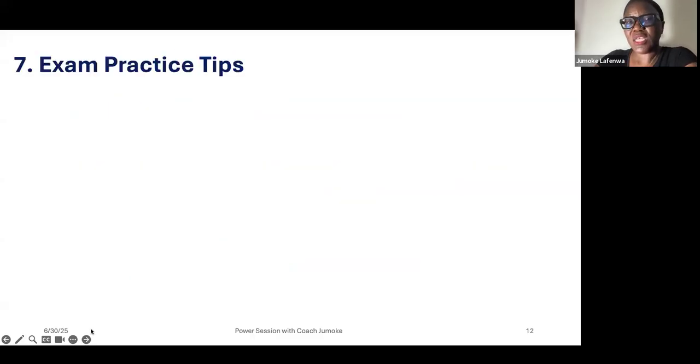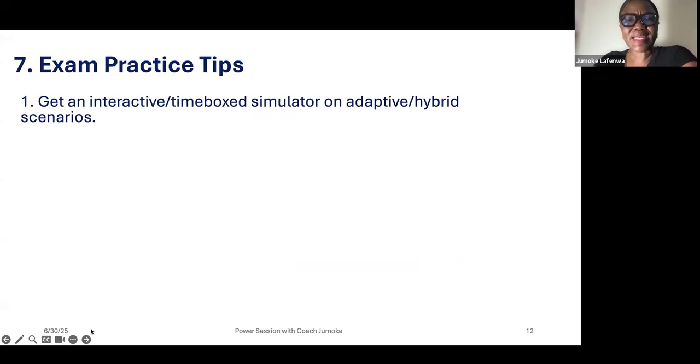The seventh one is exam practice tips. So I've spoken about 6 tips. I'm on the 7th one now. Get an interactive time box simulator. People want to write exam and they are looking for somebody to give them questions. It doesn't work that way. Or they go online, then they Google for questions.